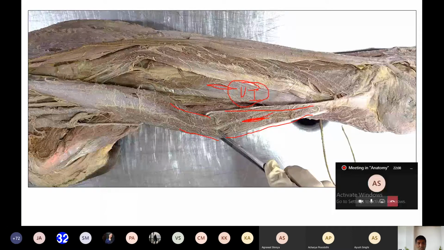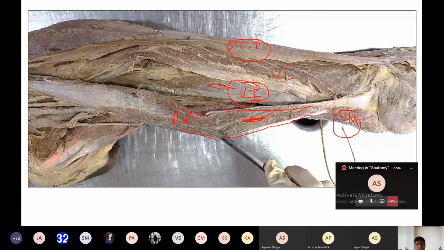So once again, in this picture, I'm telling you all the structures which are important for your examination. See, this is vastus lateralis, this is vastus intermedius, and this one is the rectus femoris. Okay, and here you can see this one is the vastus medialis. And if you go to the lateral side, see here, this one is the iliotibial tract. This fascia, this one is the iliotibial tract.